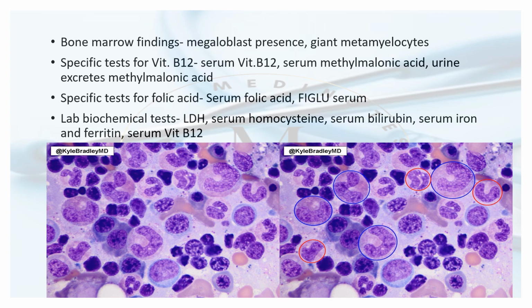Now we would go for the lab biochemical tests. In that we would go for plasma lactate dehydrogenase, that is the LDH test. It would be increased. Serum homocysteine would increase. Serum bilirubin would increase. Serum iron and ferritin would increase. Serum vitamin B12 would decrease.